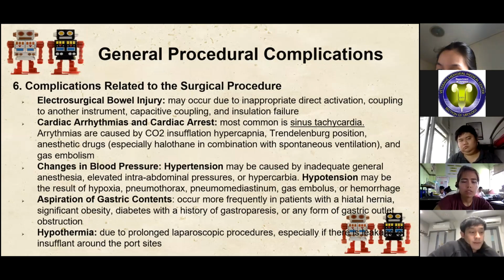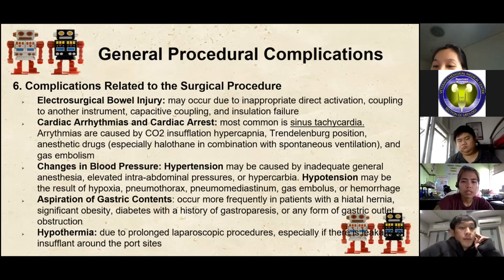We could also have cardiac arrhythmias and cardiac arrest, and the most common is sinus tachycardia. Next, we could have changes in blood pressure, wherein hypertension may be caused by inadequate general anesthesia, elevated intra-abdominal pressures, or hypercapnia. And hypotension may be a result of hypoxia, pneumothorax, pneumomediastinum, gas embolus, or hemorrhage.